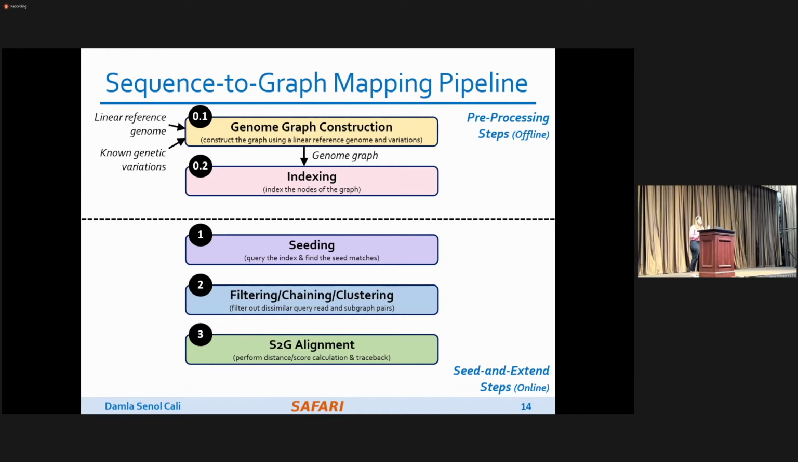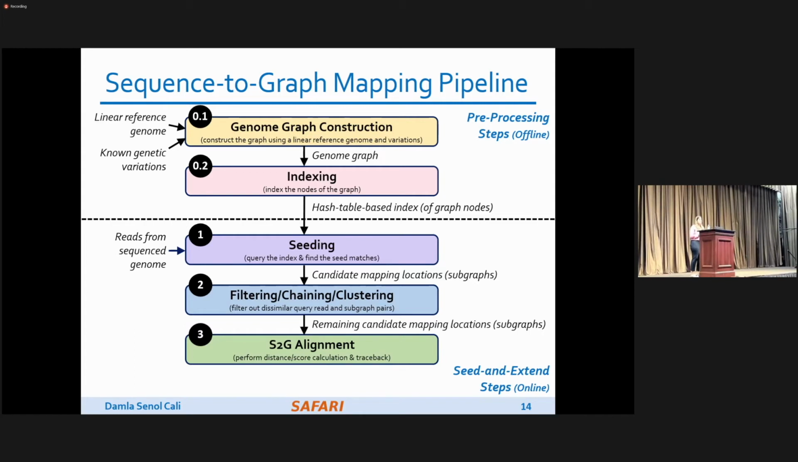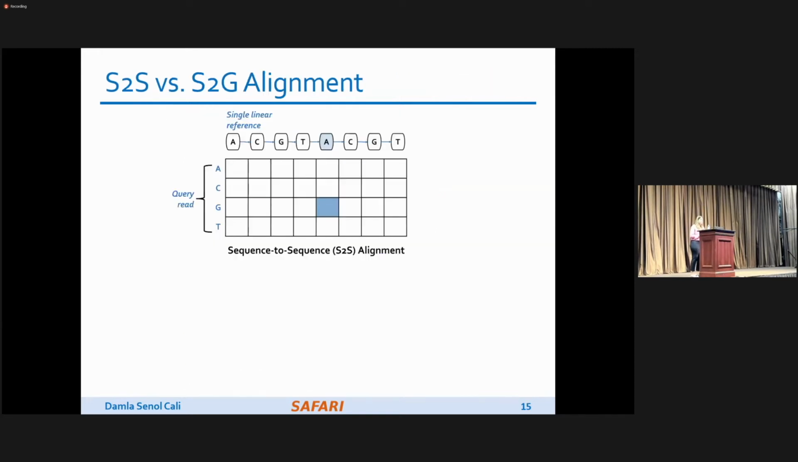And in the second pre-processing step, we index the nodes of the graph, and the resulting index is used in the first main step of the pipeline, which is seeding, which aims to find the seed matches between the query read and a region of the graph. After optionally filtering, clustering, or chaining these matches, alignment is performed between all of the non-filtered seed locations within the graph and the query read to find the optimal alignment. Alignment is the most expensive step of this pipeline, so let's look at it in detail.